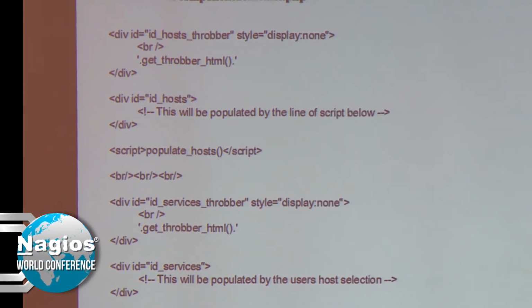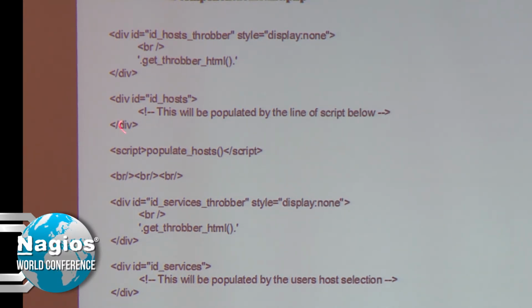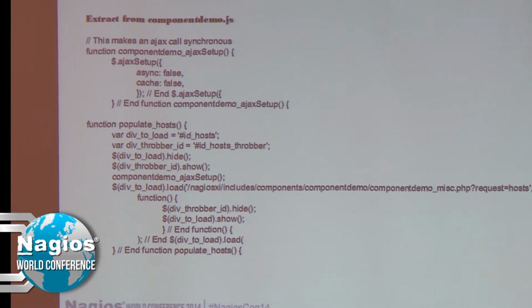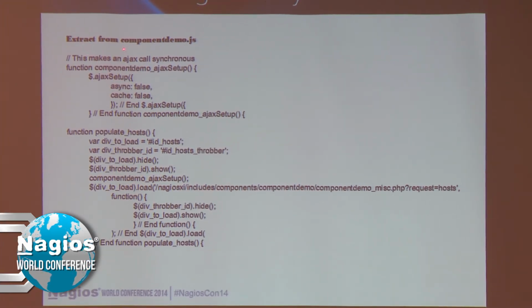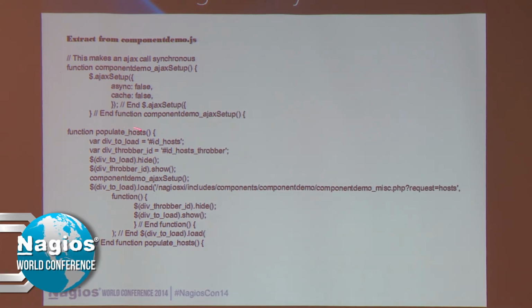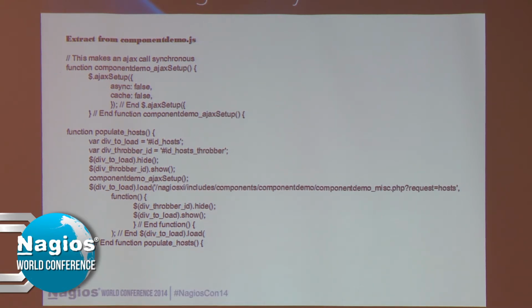So when the page loads, it's not displayed. This host ID is empty. It calls the script, the JavaScript, to populate this host list. So we'll actually look at what happens then. This is the AJAX call. I have a function called component AJAX setup, which defines some values. I'm turning off the asynchronous and I'm turning off cache. But what's happening down here, this doesn't get used straight away. The first thing, this is the function that gets called in the JavaScript. We define the div we're going to load. We define the name of the throbber. So we hide that div we're going to load. We show the throbber. So right now the logo is spinning.